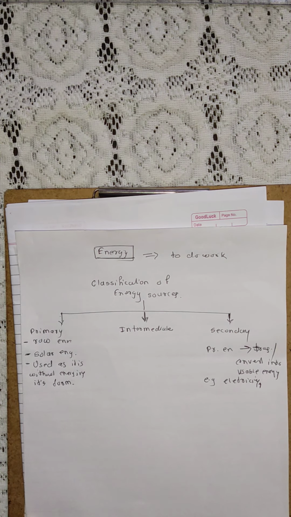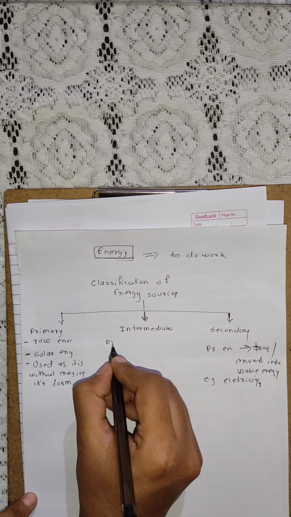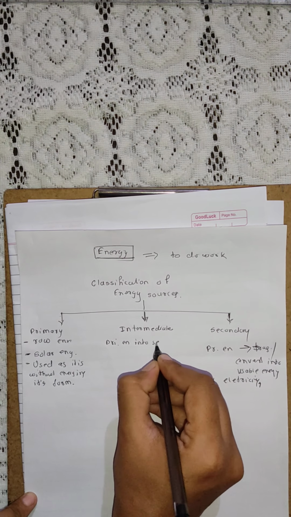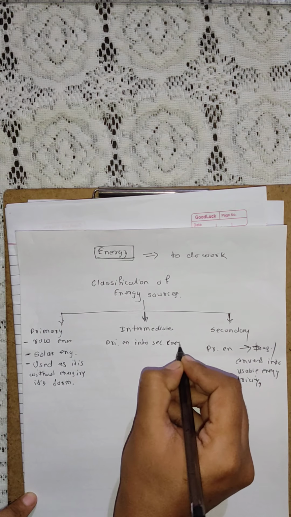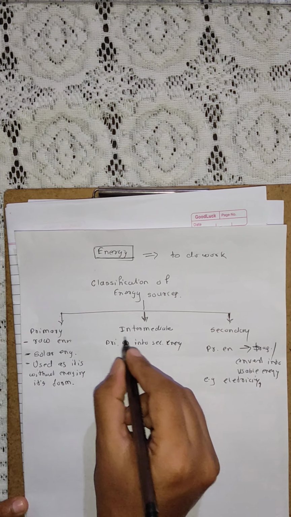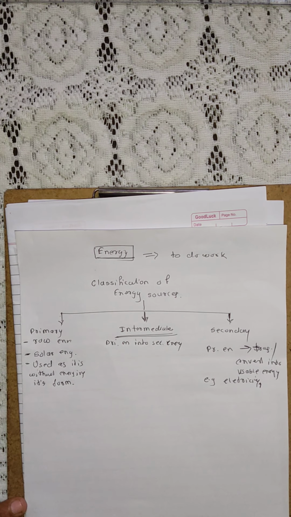Then we see intermediate. Sometimes it is not possible to convert primary energy into secondary energy directly. Some other forms of energy are formed during conversion. These forms of energy are called intermediate energy.